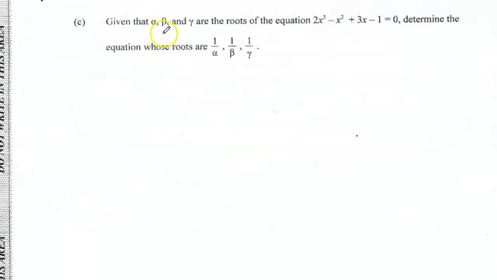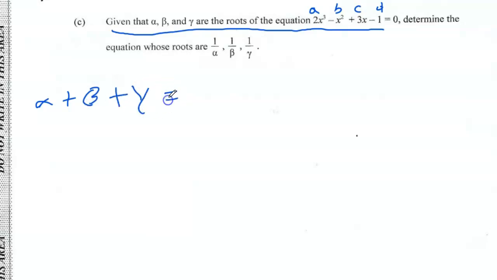Next, given that alpha, beta, gamma are the roots of the equation 2x cubed minus x squared plus 3x minus 1. Now notice 2x cubed, this is the a. The b is the coefficient of the x squared, and that's minus 1, the c is 3, and the d is negative 1. And these are the roots. Now let's focus on the cubic equation here.